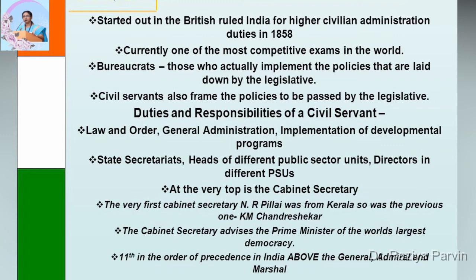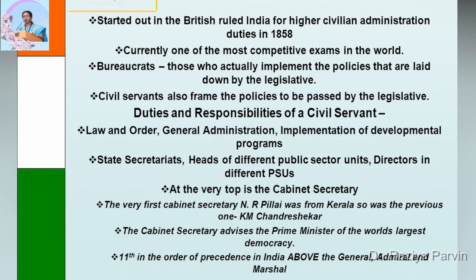As far as the duties and responsibilities of a civil servant are concerned, they are composed of law and order, general administration, implementation of development programs, and it also includes different offices like the state secretariats, heads of different public sector units, directors in different public sector units, and at the very top is the cabinet secretary. The very first cabinet secretary was N.R. Pillai from Kerala. The cabinet secretary advises the prime minister of the world's largest democracy, India.